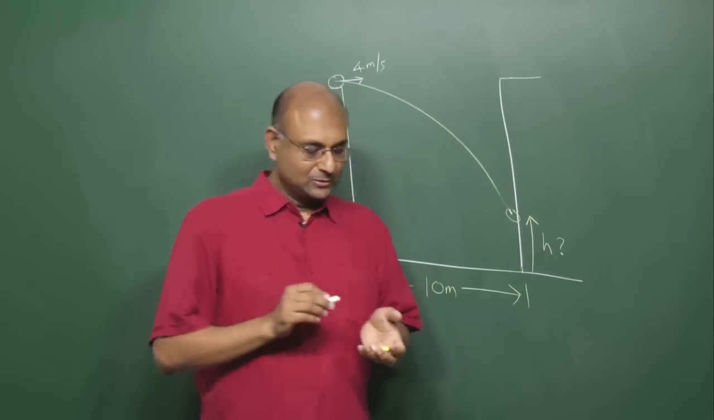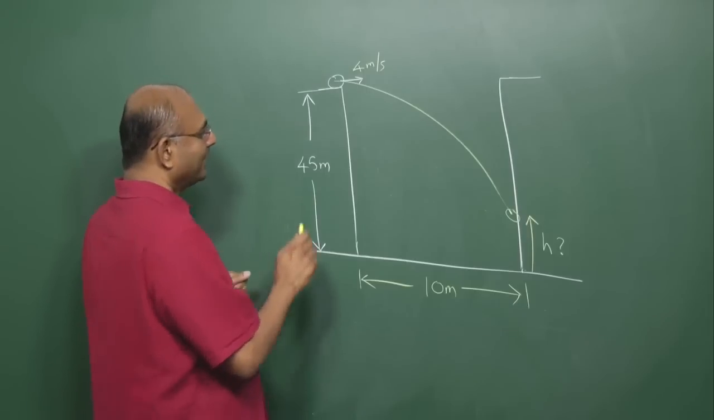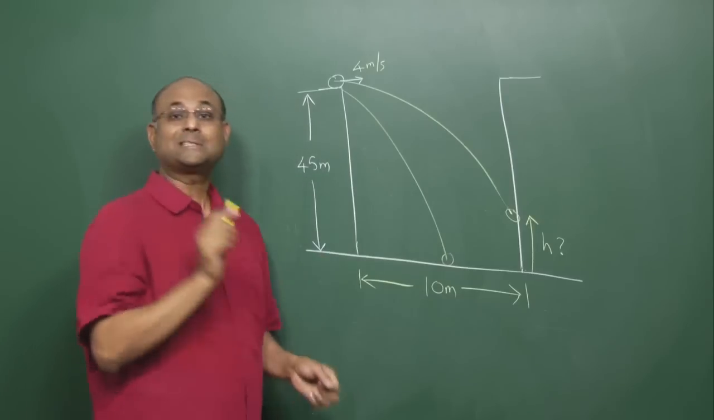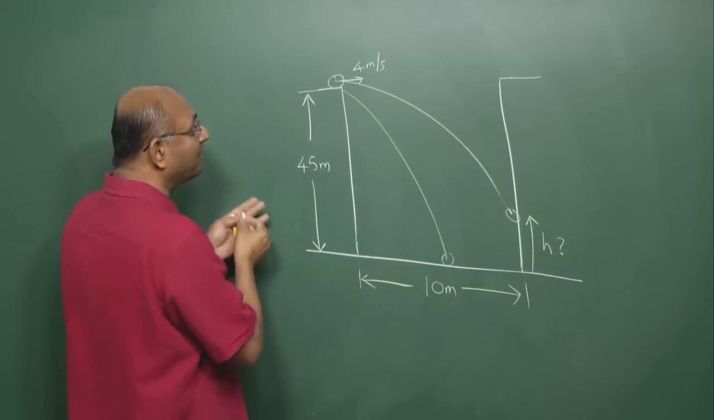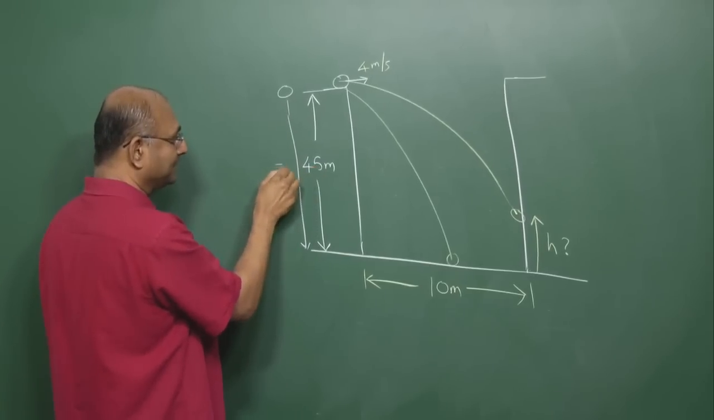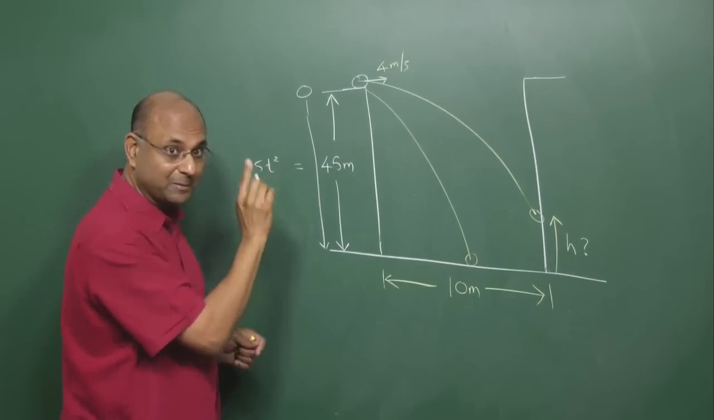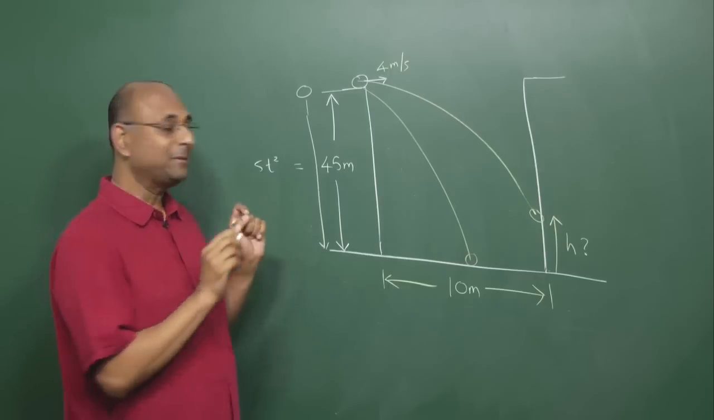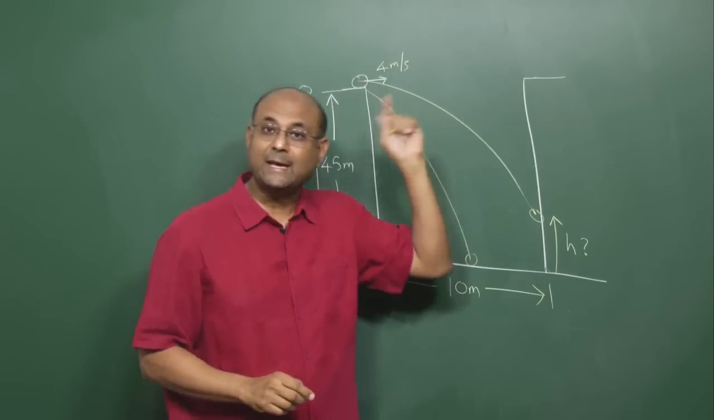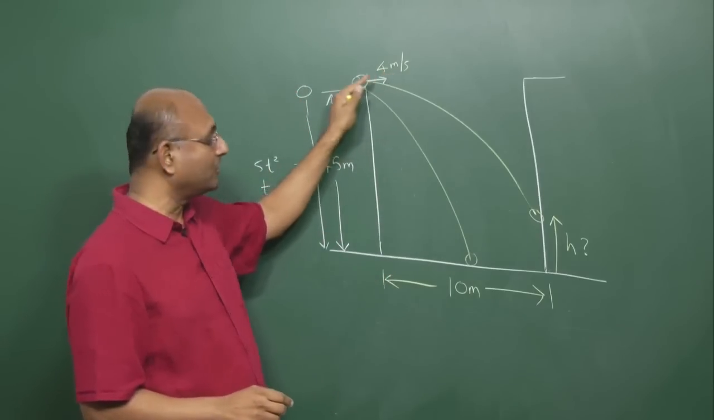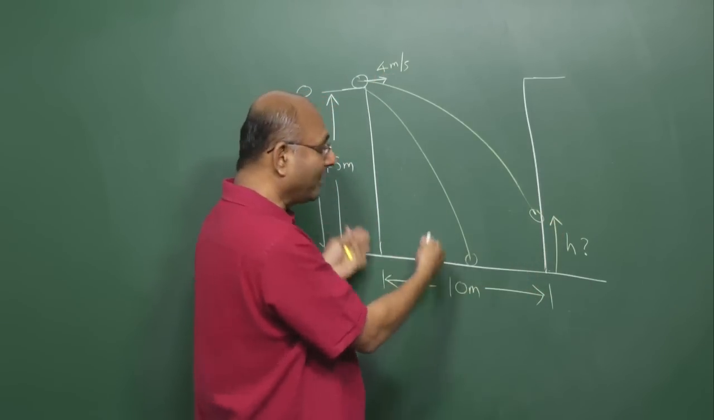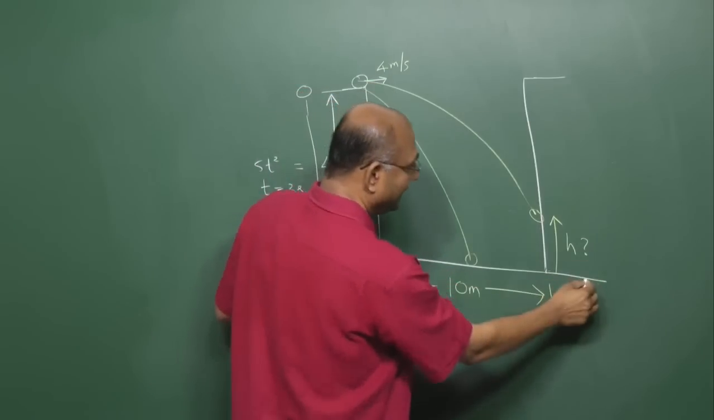Shall we do this? If you look at this question, let us assume that it actually hits the ground. If it hits the ground, how much time will it take? Well, if you drop a ball, 45 must be 5t squared. In that case, t must be equal to 3 seconds. But in 3 seconds, this ball will go 3 times 4 meters per second, which is 12. So it would have gone 12, but this is only 10, right?